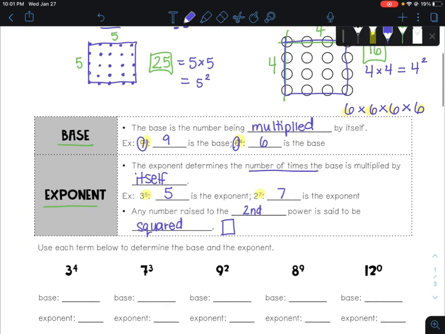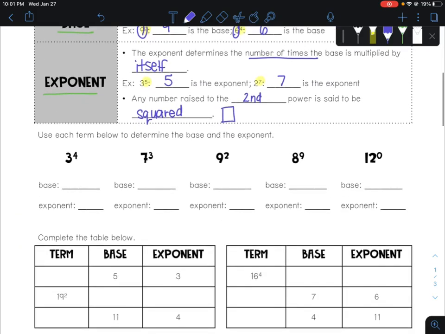So next up, we're just going to practice looking at these two new words, base and exponent. So when you see a term, which is just part of an expression, with an exponent, the number here is the base, and the number it is raised to is the exponent. So the 3 is the base, the 4 is the exponent. 7 to the third means that 7 is the base, 3 is the exponent.